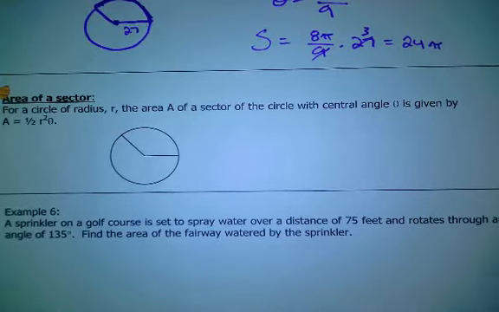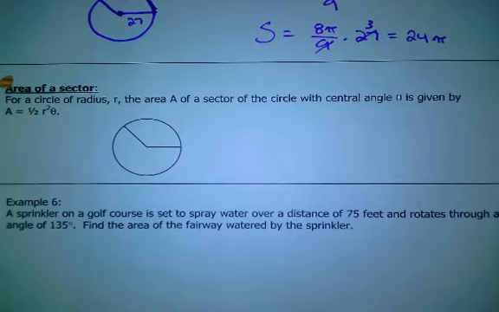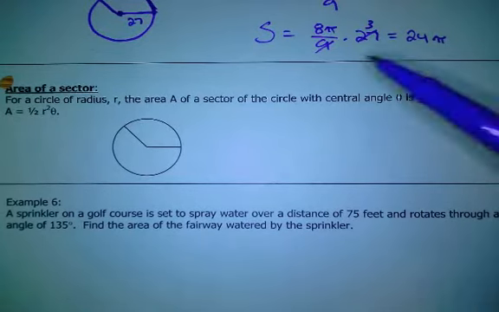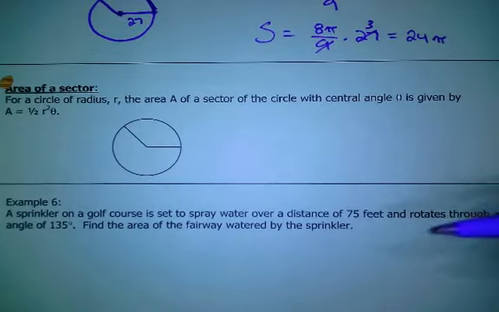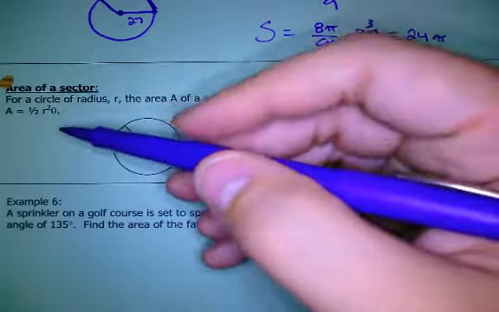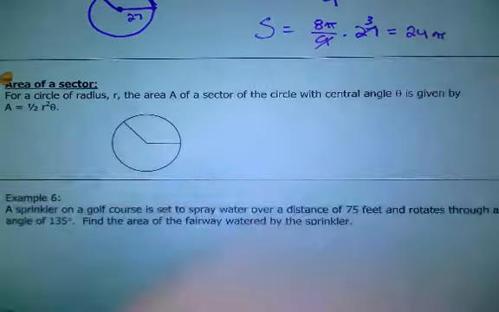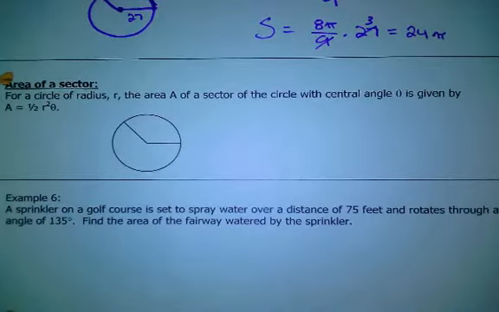Area of a sector. Here's the formula. It should look somewhat familiar, because what's the area of a circle? It's pi r squared, right? So that's where the r squared comes from, and then this is just 1/2 theta because it's trying to narrow down a certain sector of the actual circle. So this is the area.